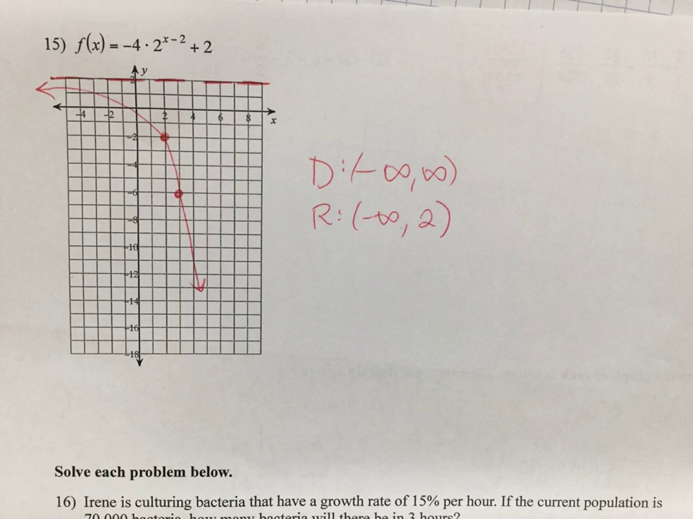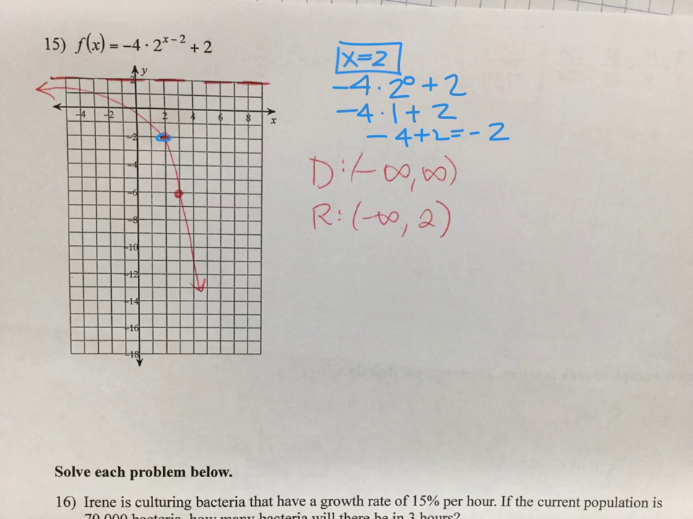All right, very similarly here, I want my first exponent to be 0. So that would be if I plugged in positive 2 into this exponent. All right, so if I do that, I've got negative 4 times 2 to the 0 plus 2. Anything to the 0 power is 1. So negative 4 plus 2 is negative 2, which is why I plotted the point 2, negative 2.